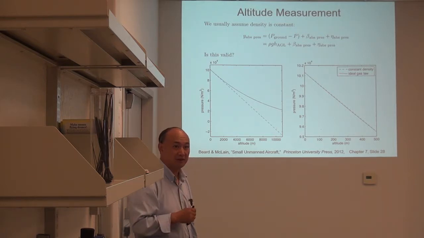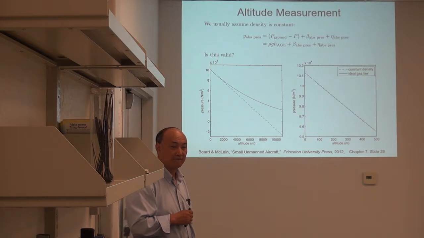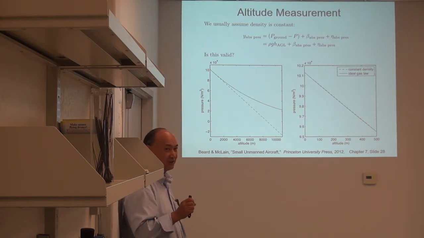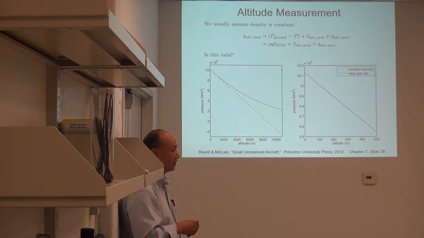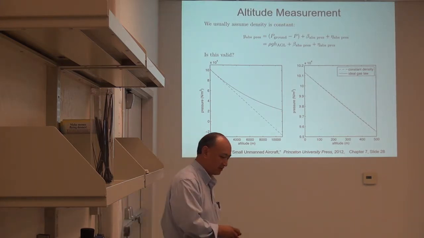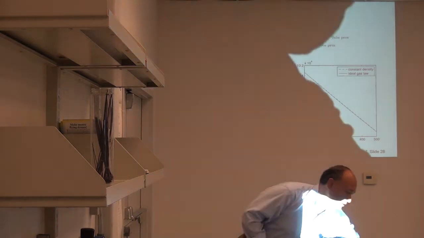Go ahead. One thing, at least from what I've seen with the drones, is that when the wind blows, it can interfere with the measurement on the pressure sensor. That's true. So everything is coupled. In fact, it is very complicated to do the x hat estimation.